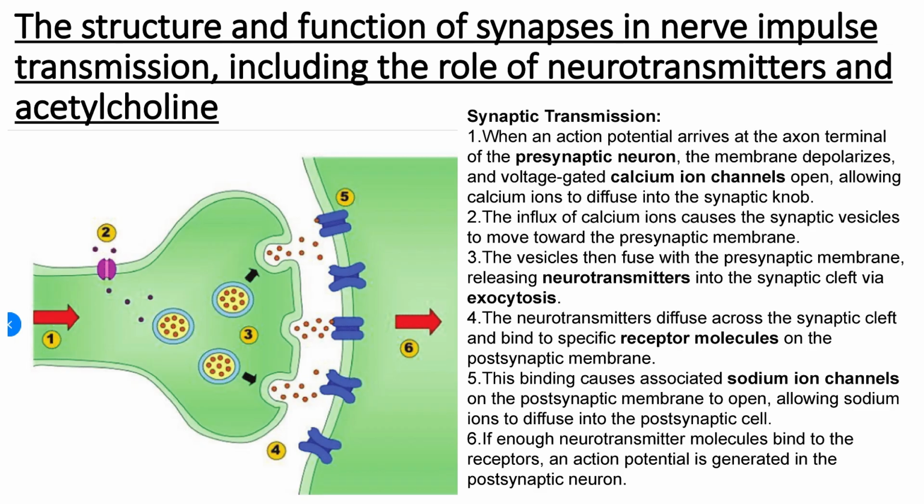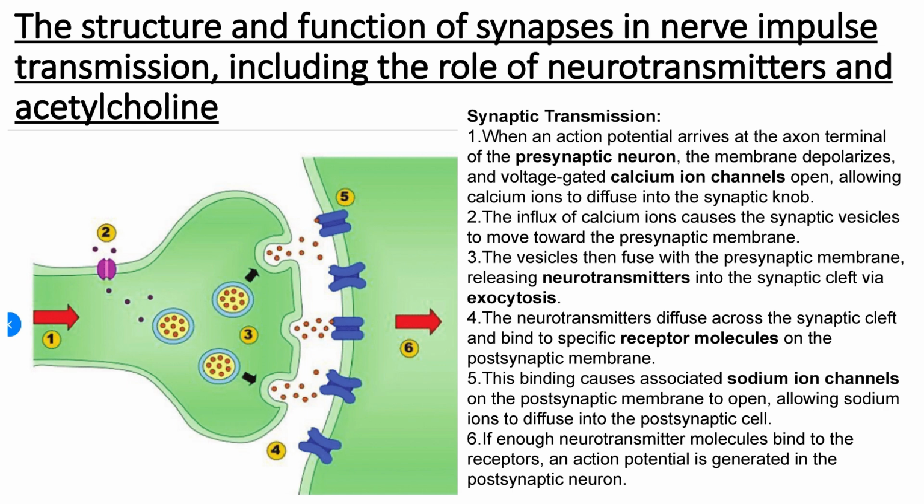The structure and function of synapses in nerve impulse transmission, including the role of neurotransmitters and acetylcholine. Okay, now this is the structure of a synapse during nerve impulses.